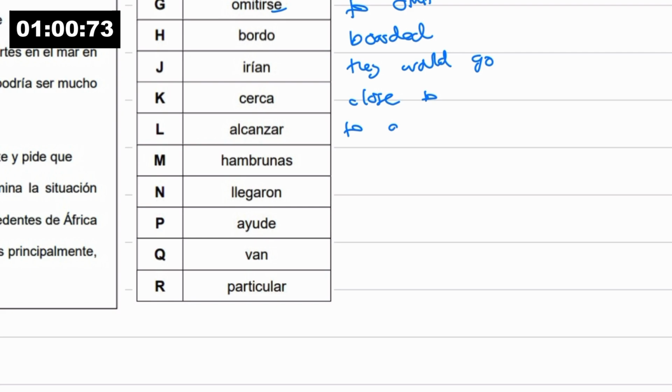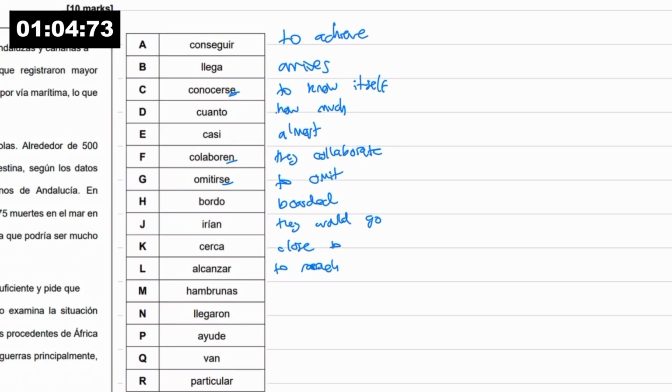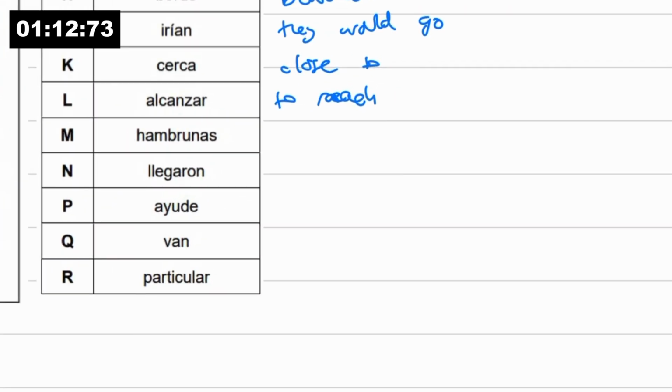Alcanzar is quite a good one, to reach. And actually, earlier we saw conseguir, didn't we? So we've got a bit of a pattern here, or a link. I'm always thinking about what words pair together. So at some point in my gaps, I'm going to have either conseguir or alcanzar because they have quite similar meanings and they're both in the infinitive form.